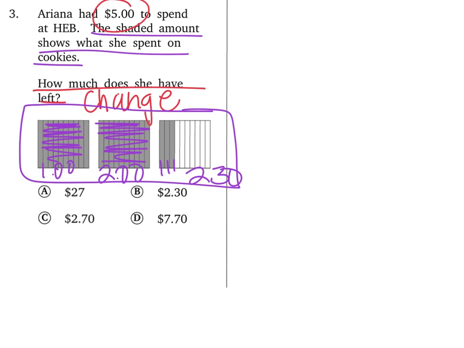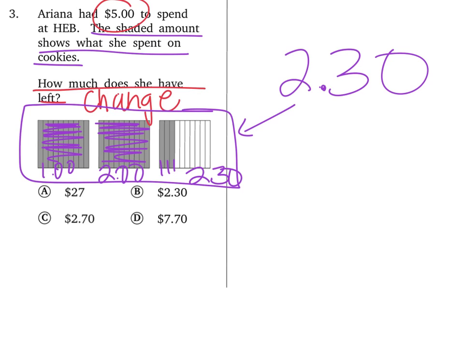Yes. How much did she spend on the cookies? $2.30, because I used my decimal place value and I figured out it was $2.30. That is not my answer. What am I supposed to do to figure out my answer?